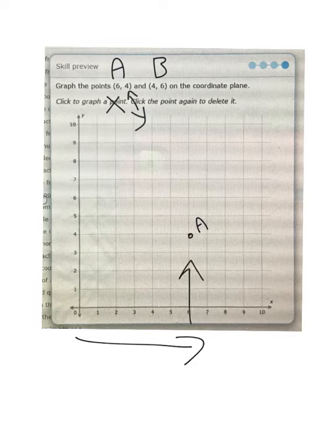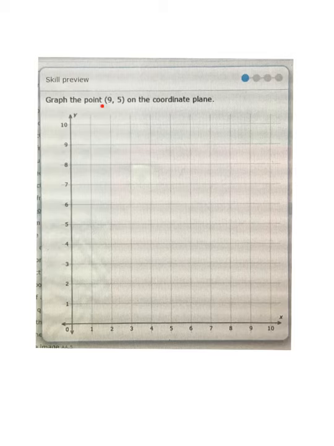For the second one, point B, it asks us to go over 4, across 4, up 6. So B would be right here. Again, we went over 4, then up 6. Hopefully you can see that if you do that backwards, you will get them in the wrong points. So you need to go across and then up. A little faster this time. Our coordinates are 9 and 5. Across 9, up 5. So my dot would go right here.